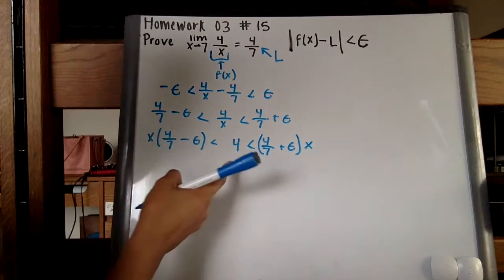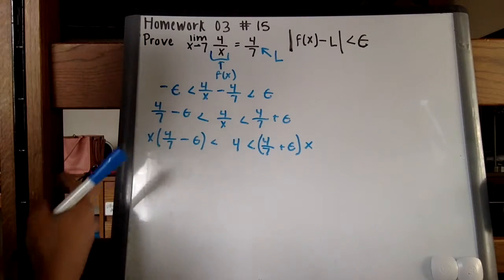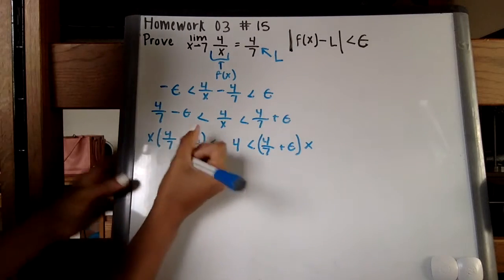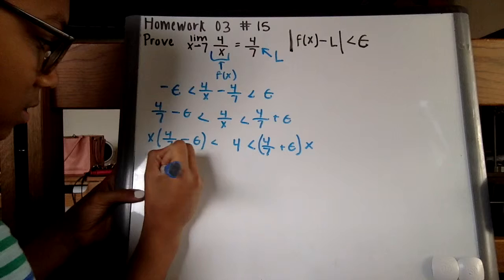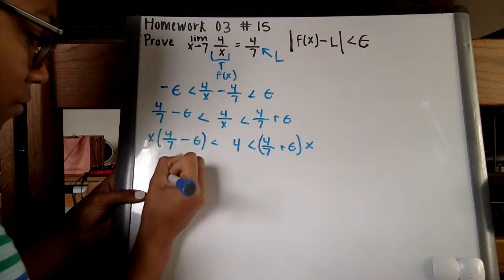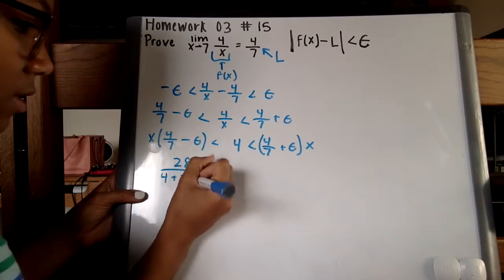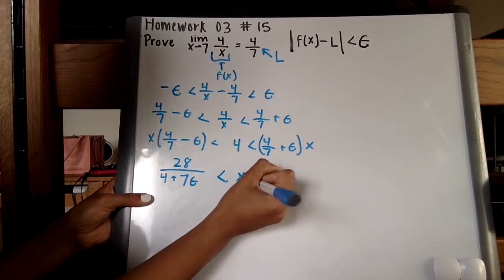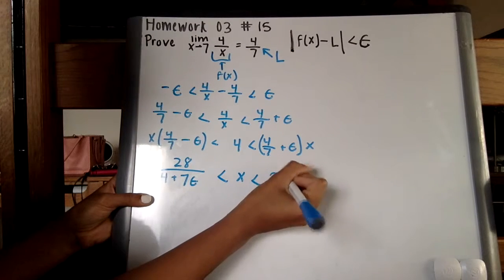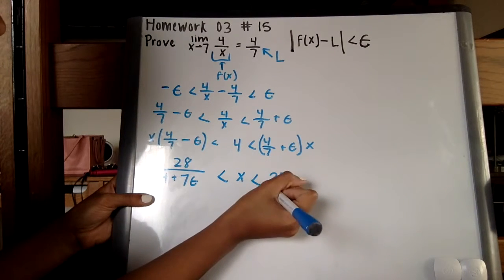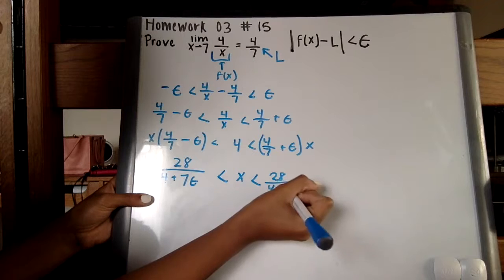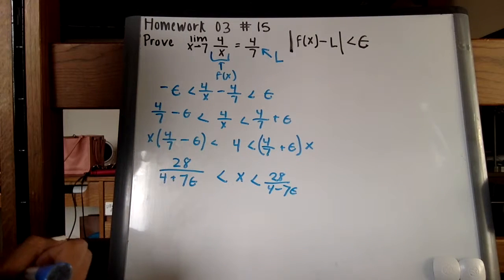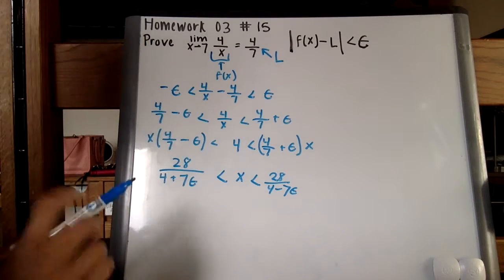We need to get x back in the middle and get 4 out, so we divide by x and bring 4 back over, and that's going to give us 28 over 4 plus 7 epsilon, which is less than x, which is less than 28 over 4 minus 7 epsilon. And those would be our bounds.